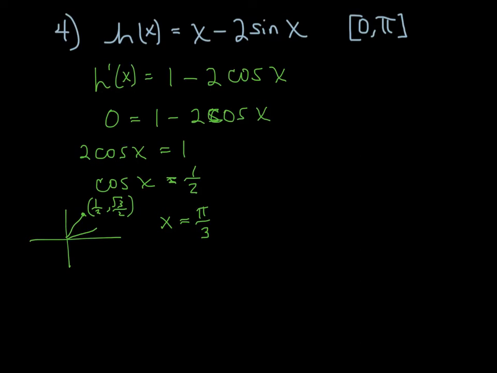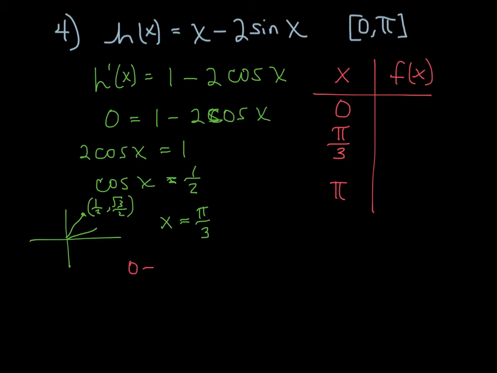All right, so now I'm ready to go ahead and set up my table with x and f of x labeled at the top. Okay, so I have 0, pi over 3, and pi. Now remember, I'm testing those back into the original. The first one, I'm going to test in a 0. So I'd have 0 minus 2 sine of 0.